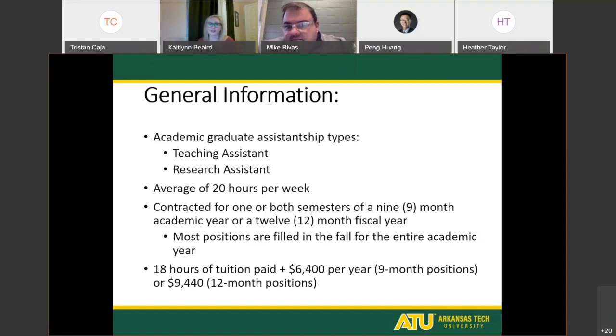Academic assistantships are either on a 9-month contract or a 12-month contract. Unlike student affairs, where you start in July, with academic positions you'll start in the fall. So it is a little bit different. You still get those 18 credit hours paid every year. But for a 9-month position, you get $6,400 per year. I'll let y'all do the math to divide that among 9 months. Or for a 12-month position, you get $9,440. So you do work a little bit less, and you do get paid a little bit less with those. But those are specifically within your academic departments or on the academic side of things.